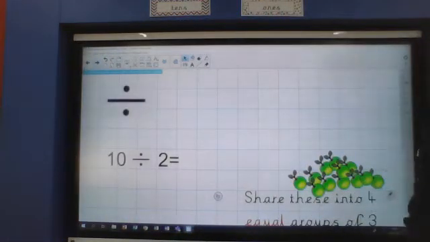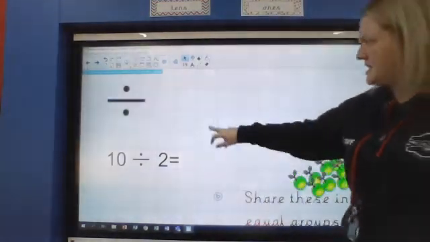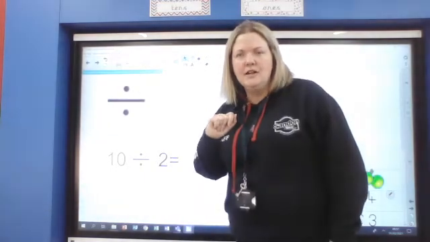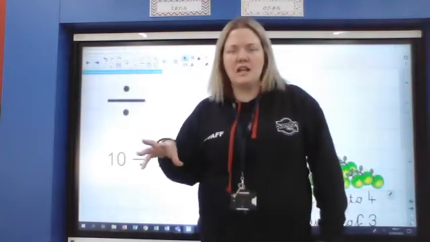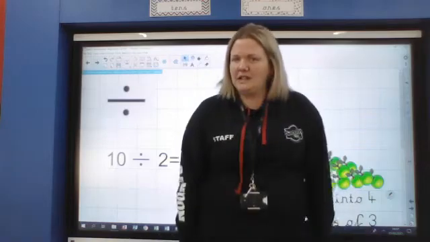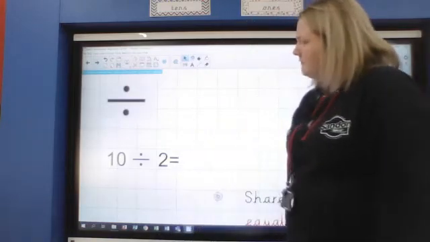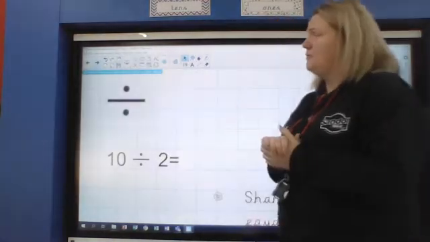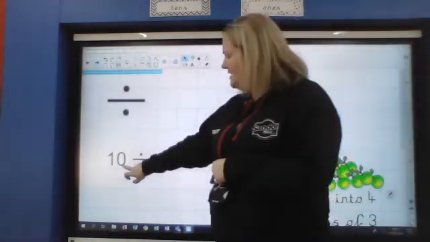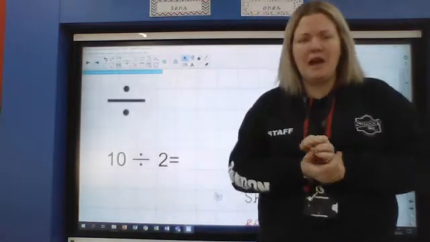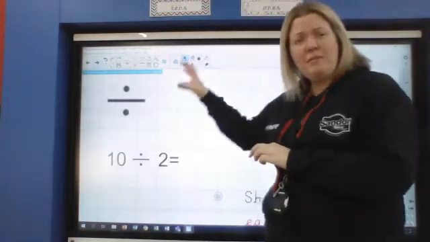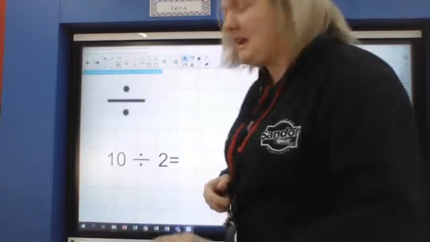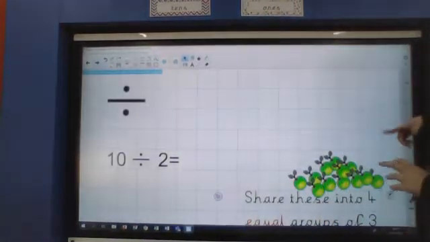Okay? Now, moving on. I've got this special sign that's popped up on my board. Does anybody know what it means? So it's not add. We know it's not take away. We know it's not multiply. We did multiply, didn't we? It means divide by, okay? So this is a symbol for divide. And this says 10 divided by 2 equals. And remember, we said dividing is another word for sharing. Okay? So we are sharing.